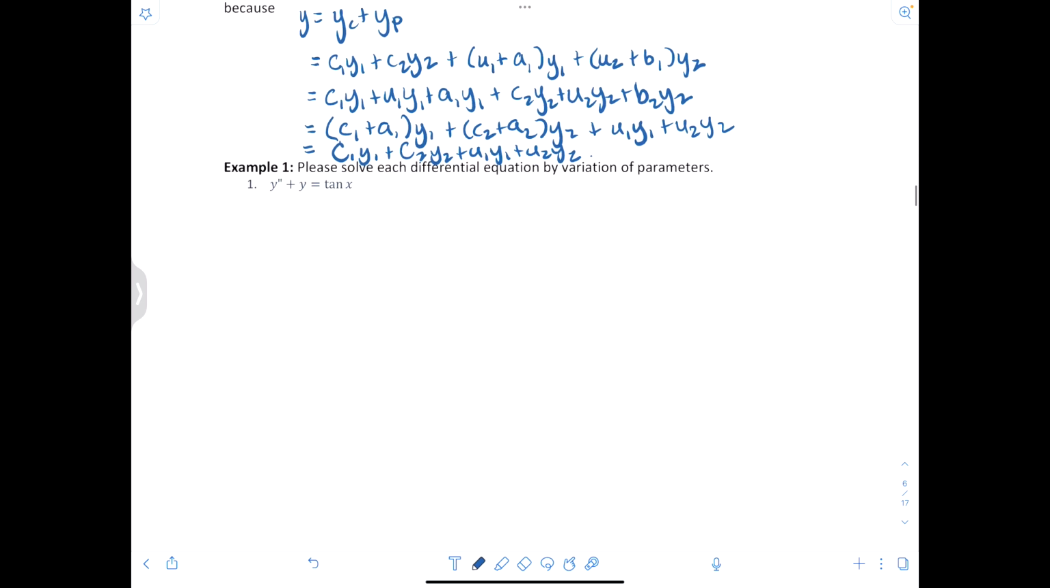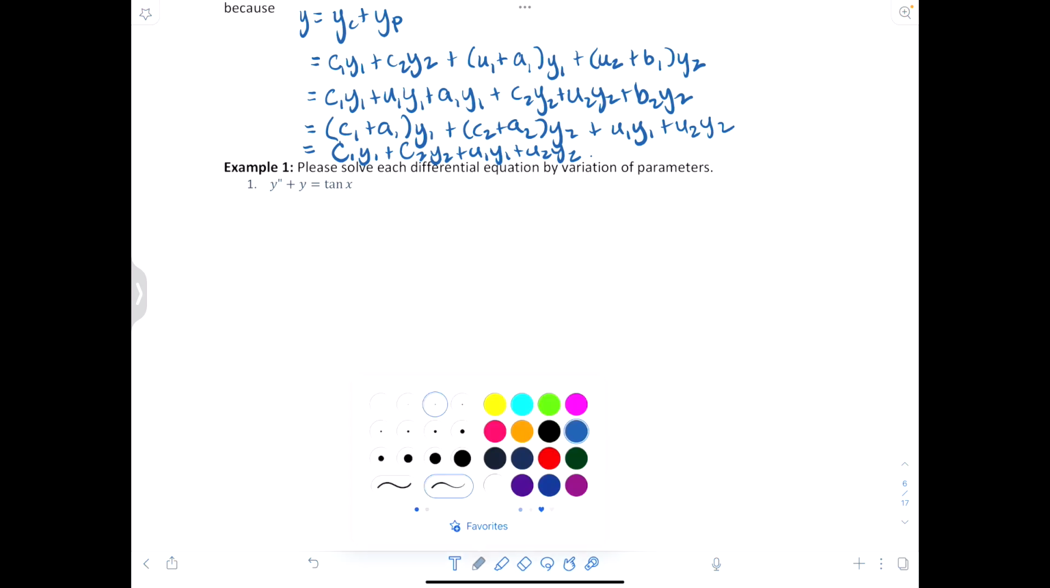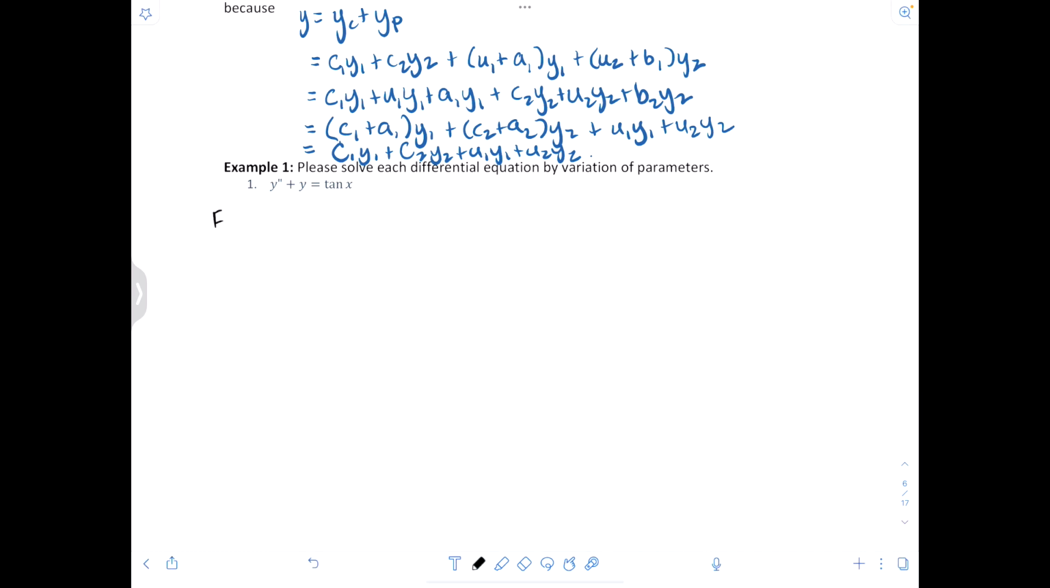Okay, so let's look at this first example. We want to solve each of these differential equations by variation of parameters. So here we go. We want to find yp, and note here that it's already in standard form, and so f at x is going to be tangent at x.